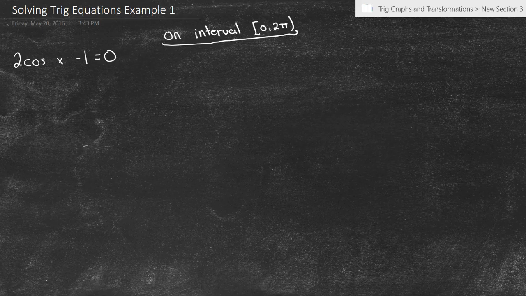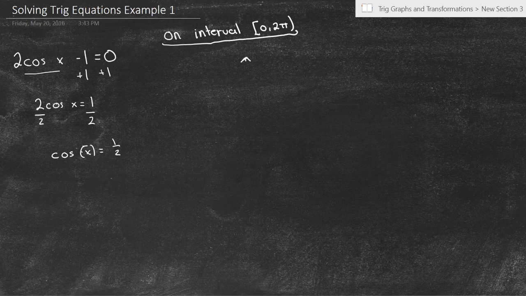Whenever we have problems like this, the goal is always to get the trig function by itself, which in this case is cosine of x. So let's just start moving things to the other side. If we add 1, we get 2 cosine of x equals 1. Next, we divide by 2, and then I'll get cosine alone. That's what we want. We'll be left with cosine of x equals 1/2. And what this means is: the cosine of what angle in radians is going to give us 1/2?